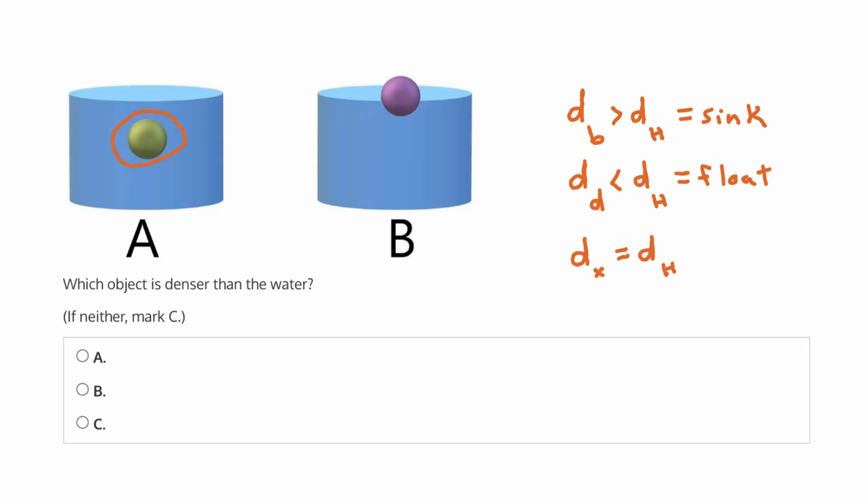So in A, we have an object that has the same density, and in B, we have an object that is less dense because we see that it's floating. Now, therefore, the correct answer is C. Neither of these objects have a density that is greater than water.